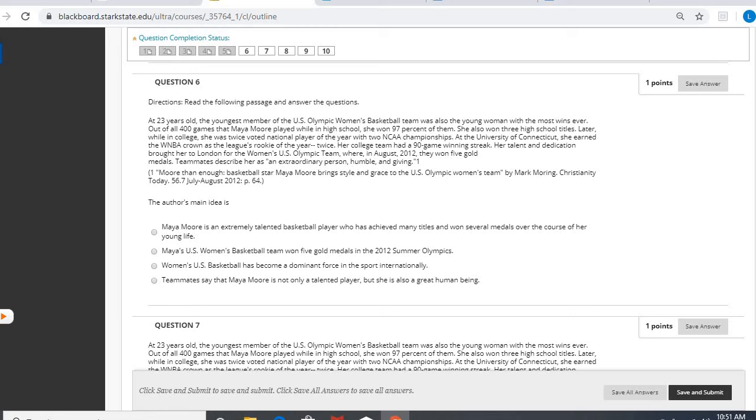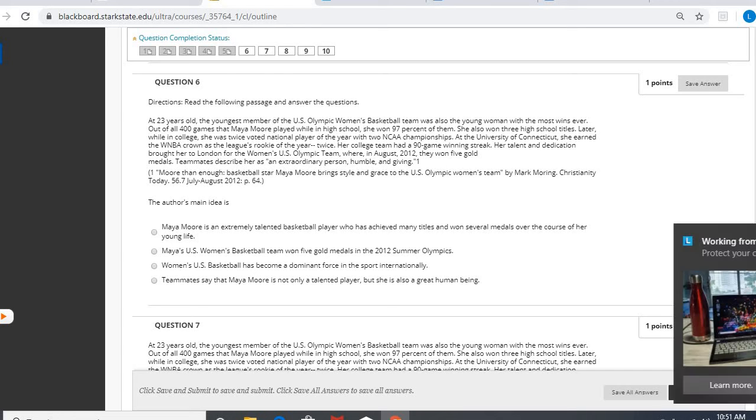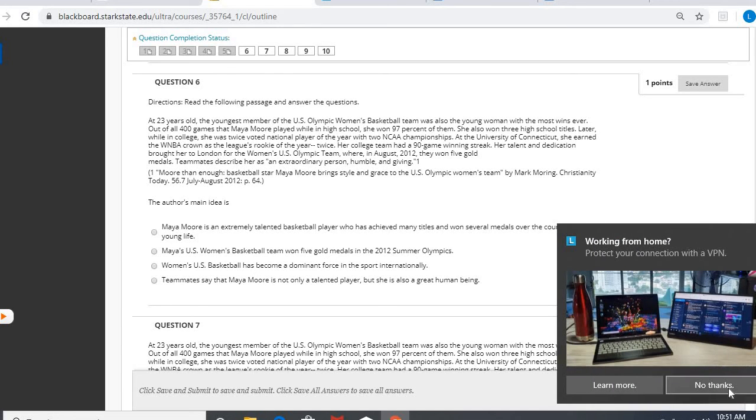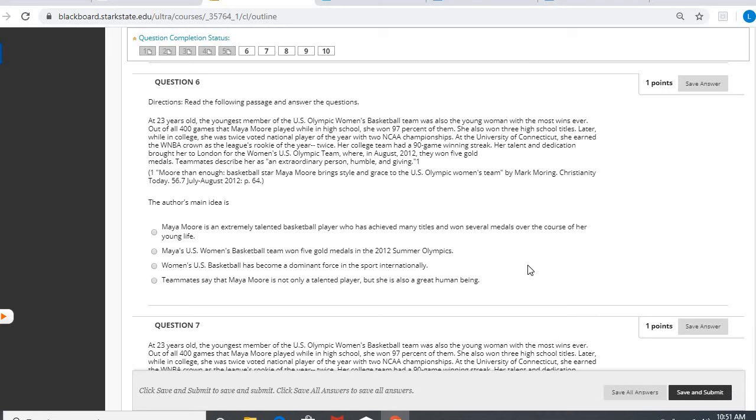So hopefully you saw a couple things as I was reading that. So I know some numbers and dates stuck out to you. So what is the main idea? If we look, we know we're talking about Maya Moore. This one doesn't even mention her name. This one is a detail. And again, detail. This is the best capture for the main idea. It has one of our cheat words in there too. Several medals, many titles. It really does summarize the paragraph. So that's our main idea.